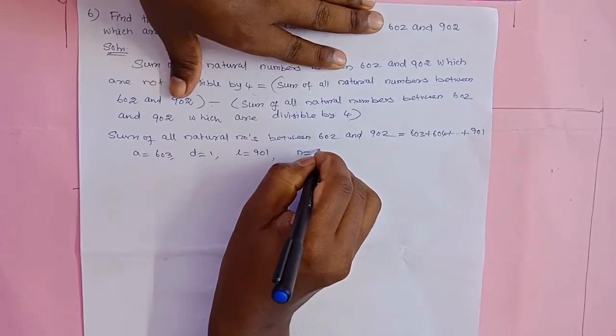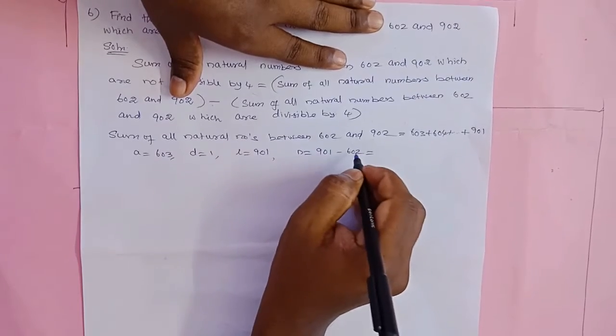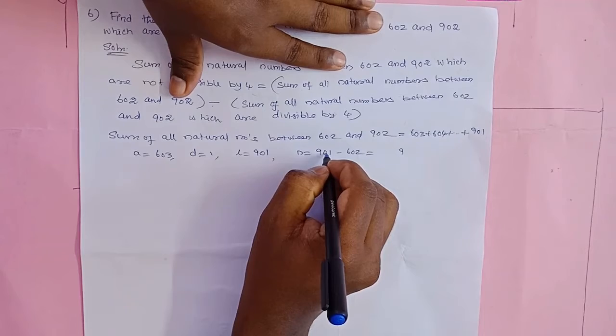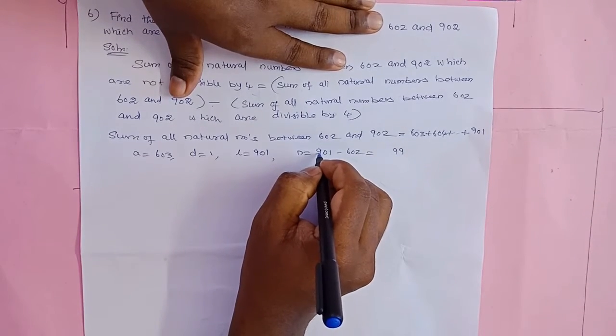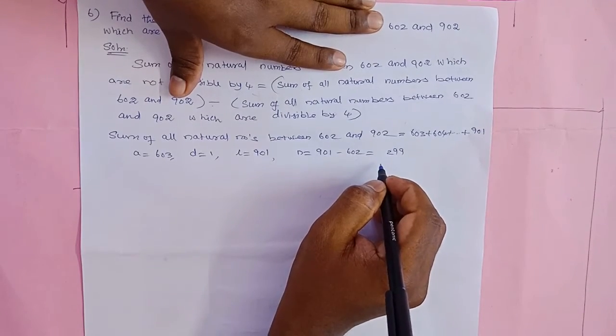Because they come in sequence, if we apply 901 minus 602, it will become 11 minus 2 is equal to 9. 11 will become 9. 9 minus 0 is equal to 9. And if we give 1, it will become 8. 8 minus 6 is equal to 2. So 299 terms will be there.